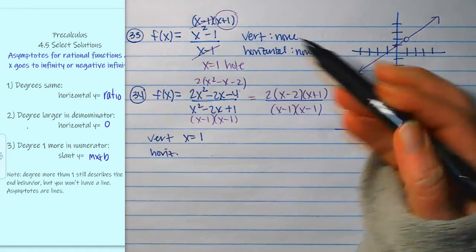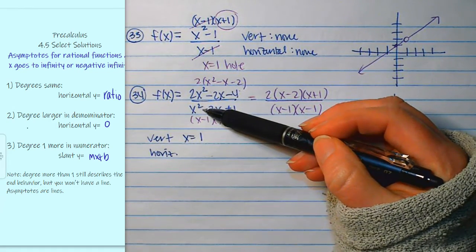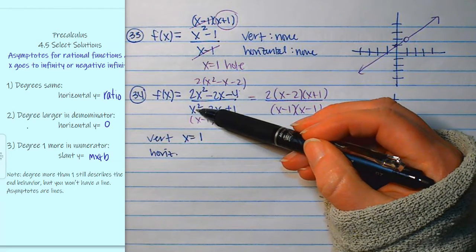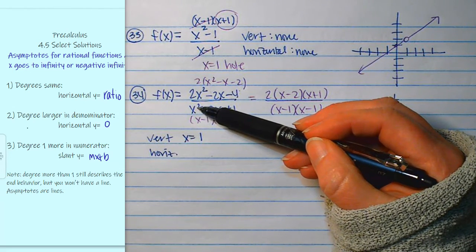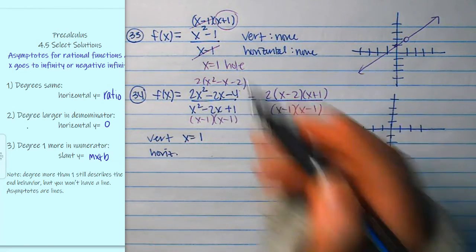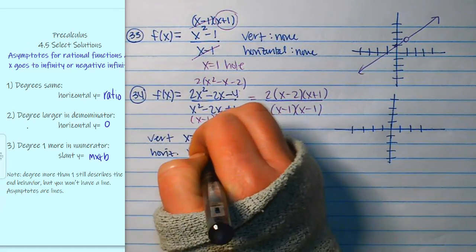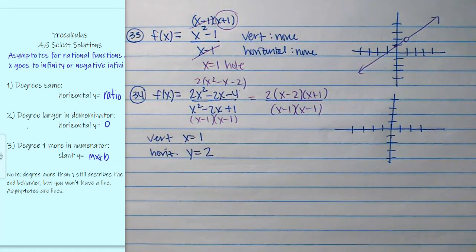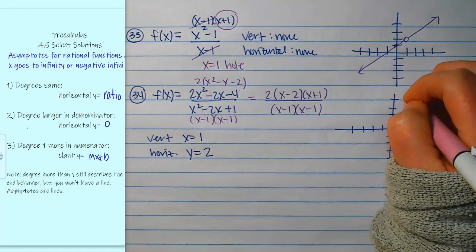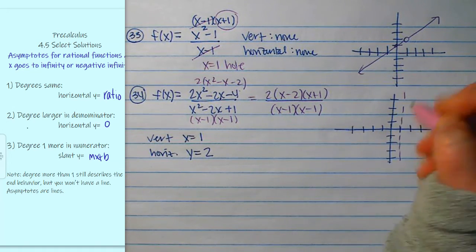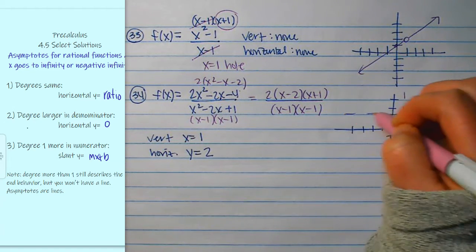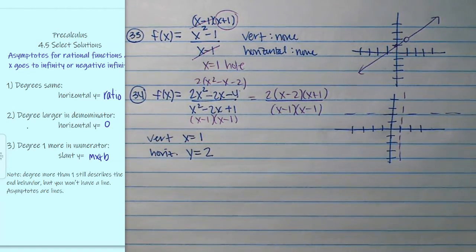Horizontal is comparing the top and the bottom. That's probably easiest in this section. So I'm going to say x squared over x squared is the leading degree. They go at the same rate, so I'm going to make it a ratio. It's going to be y equals 2 over 1, or 2. So I can graph those things, +1 and +2. There we go. So defining features for my graph are on there.